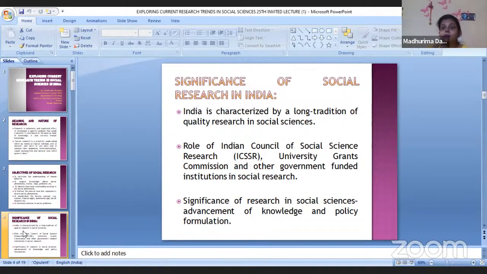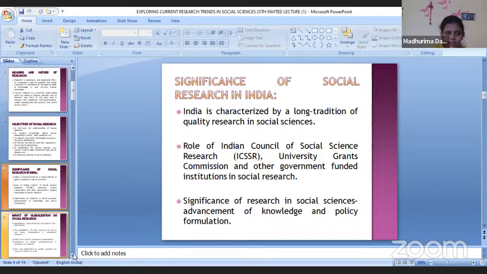It helps in implementation of policies, because without policy formulation, there is no value of research. Because policy formulation contributes not only to the funding agency, but to the society at large. Later on, I will speak on how policies are implemented and how it is relevant for research, social research. Okay, so therein lies the significance of research in India.